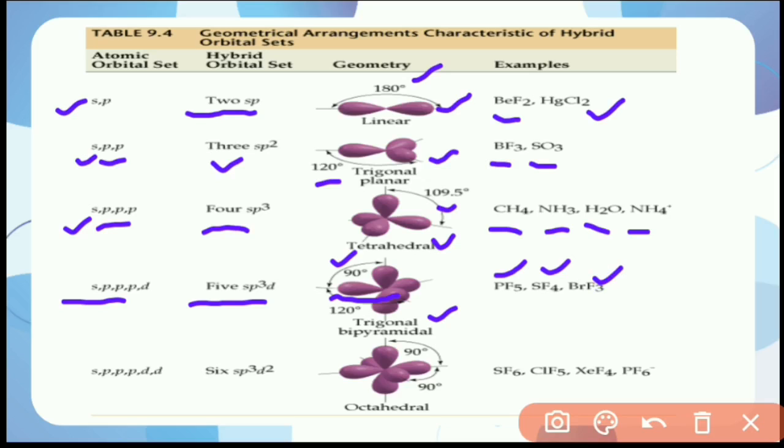Next type of hybridization is sp3d2. So in this hybridization, 1s, 3p and 2d orbitals intermix and form 6 new sp3d2 hybrid orbitals, and these hybrid orbitals are arranged octahedrally, and the angle formed between two hybrid orbitals is 90 degrees. Examples of this type of hybridization are SF6, ClF5, which means chlorine pentafluoride, it is also an interhalogen compound, and then xenon tetrafluoride and phosphorus hexafluoride. These are examples of sp3d2 hybridization.